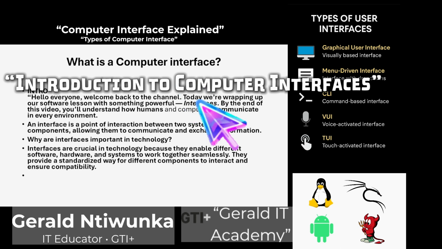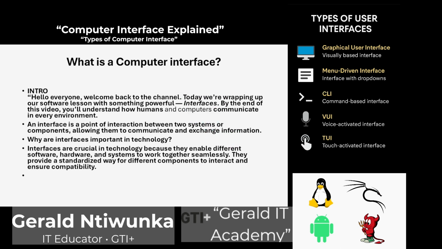Today we are wrapping up our software lesson with something powerful, the interfaces. By the end of this video, you will understand how humans and computers communicate in every environment. What is an interface? An interface is a point of interaction between two systems or components, allowing them to communicate and exchange information.